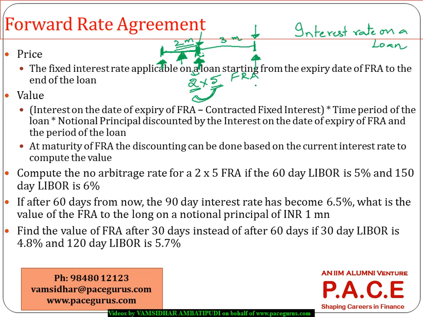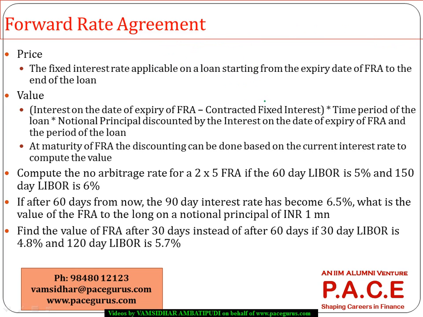Now let's try to understand the numericals behind it. Compute the no arbitrage rate for a 2/5 FRA. So I want to find out what should be the tied up interest rate as on this date. For that, I'll go with a 60-day LIBOR, which is the investment from here to here, and a 150-day LIBOR. Based on these two, I will try to find out what should be this one.